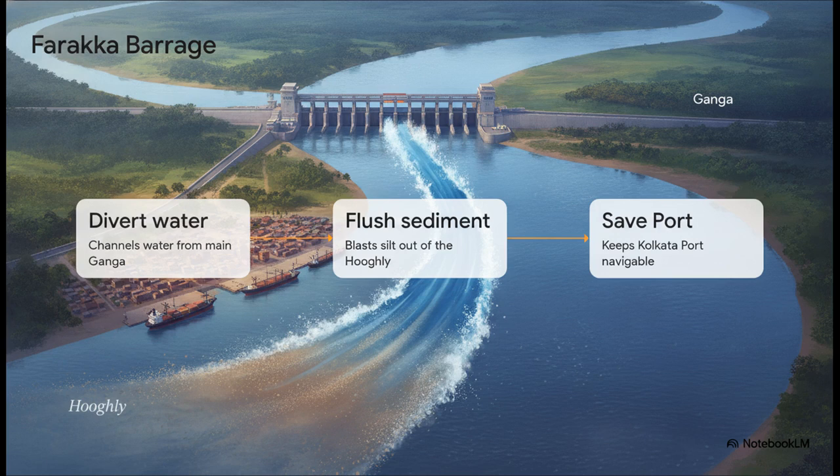The Farakka Barrage solves this problem by artificially diverting massive amounts of water from the main Ganga. It acts like a giant mechanical flush system, blasting that sediment straight out of the Hooghly and into the sea, saving the port's economy in the process.